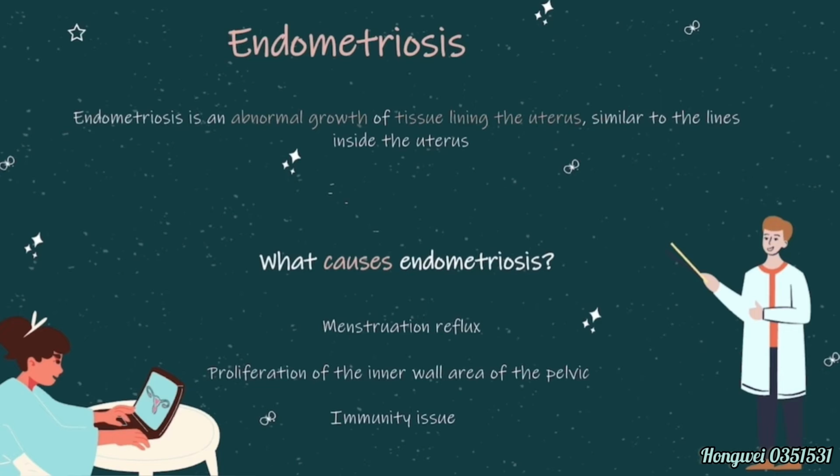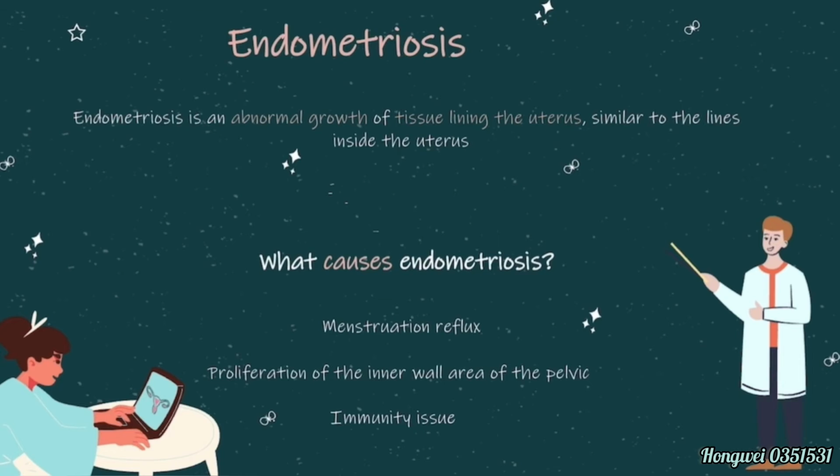So, what causes endometriosis? There is a theory that menstrual blood flowing backwards internally and depositing in the pelvic and abdominal cavity can cause endometriosis lesions, but there are many women who have regular menstruation who do not have endometriosis. Another theory is that this is caused by the proliferation of lesions.